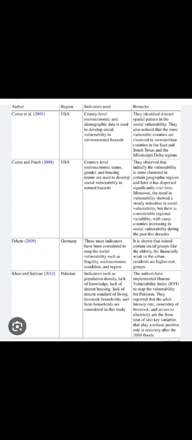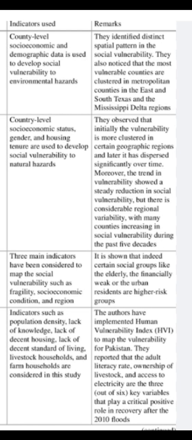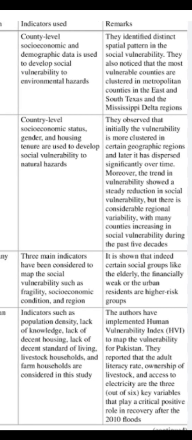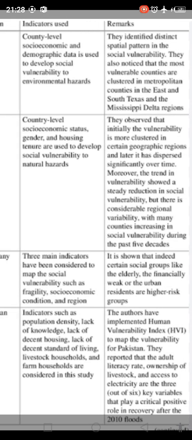Look at the remark section. It said they identify distinct spatial pattern. I hope you can see. They identify distinct spatial pattern in the social vulnerability. They also notice that the most vulnerable countries are clustered in metropolitan counties in East and South Texas and the Mississippi Delta region. This is what the person doing the literature map discovered. Under this remark, you talk about what you discover in the paper.